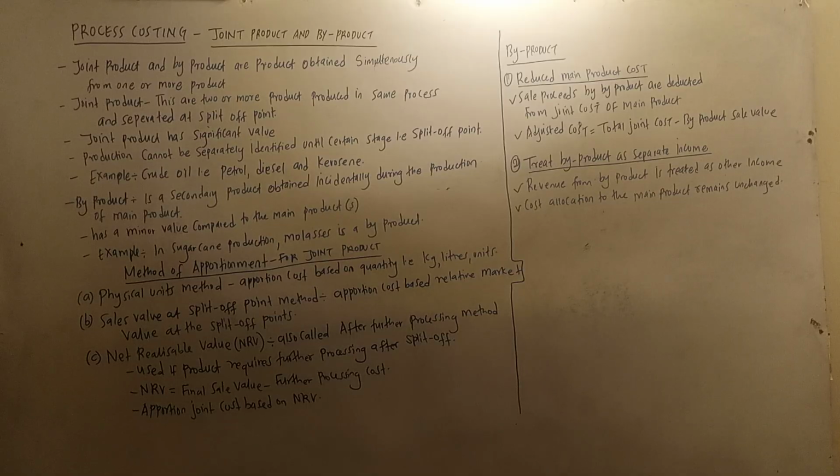Then you have the byproducts. We have two methods: reduce the main product cost, and treat byproduct as separate income. For the first one, reduced main product cost, sales proceeds of the byproduct are deducted from the joint cost of the main product. The formula is: adjusted cost is equal to total joint cost minus byproduct sales value. For the other one, revenue of the byproduct is treated as other income, and therefore the cost allocation of the main product will always remain unchanged.